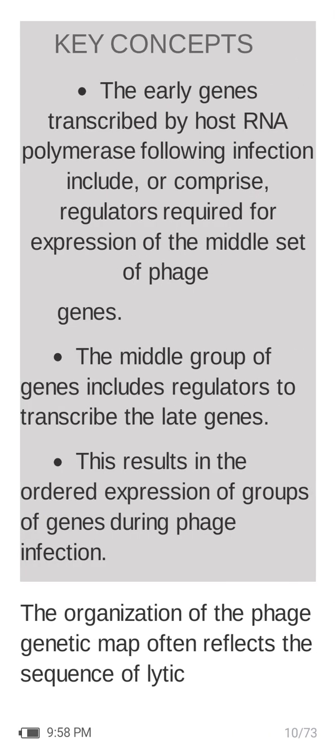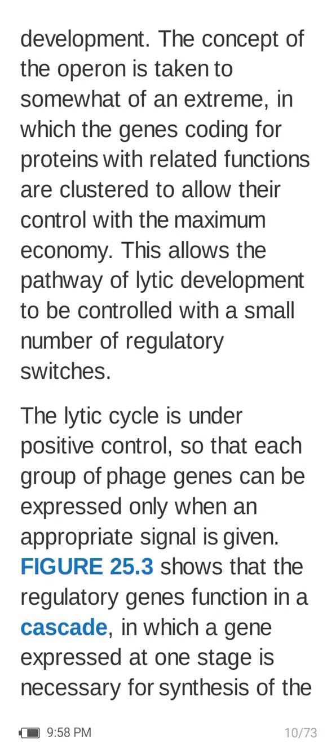Key concepts. The early genes transcribed by host RNA polymerase following infection comprise regulators required for expression of the middle set of phage genes. The middle set of genes includes regulators to transcribe the late genes. This results in the ordered expression of groups of genes during phage infection. The organization of the phage genetic map often reflects the sequence of lytic development.